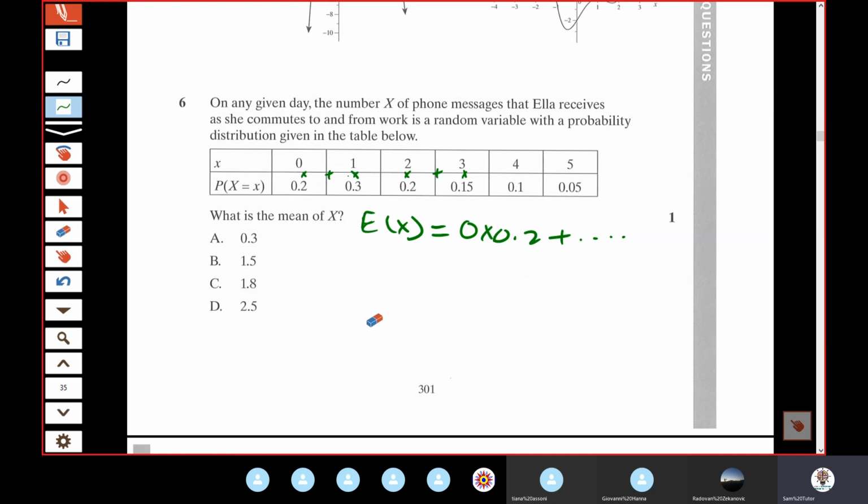Well, it's pretty easy to do what I just showed you guys, but just in case: 0, 1, 2, 3, 4, 5. 0.2, 0.3, 0.2, 0.15, 0.1, 0.05. Shift, 4, left. I got 1.8, so C. 1.8? Yeah. So if you really wanted to, you could use your calculator.